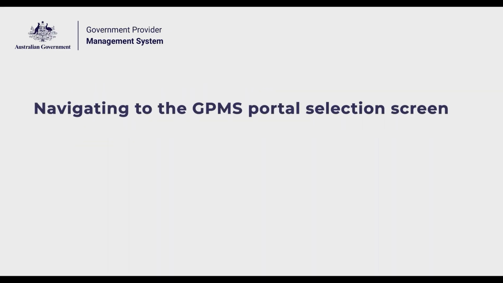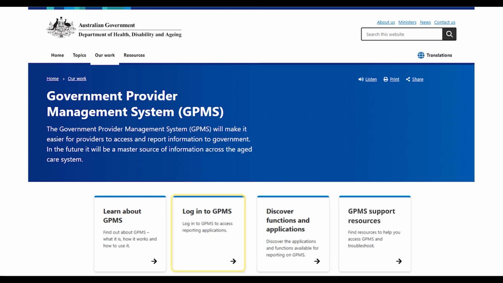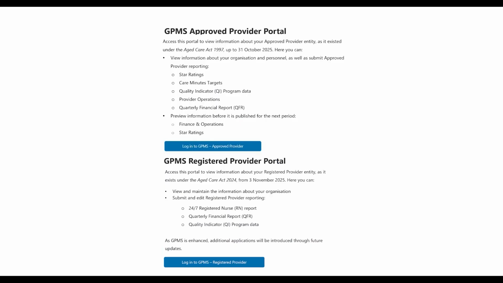We will begin by navigating to the GPMS portal selection screen. In a web browser, visit health.gov.au/GPMS. Next, click the tile labeled Log into GPMS. You will see a page displaying two login options for the GPMS portal and buttons to log in for each.